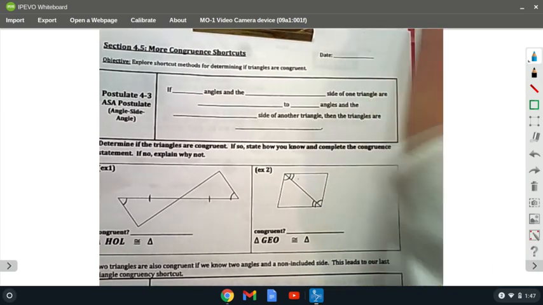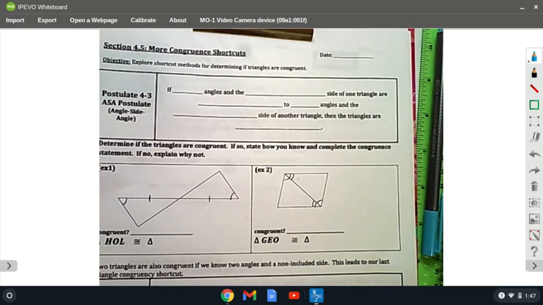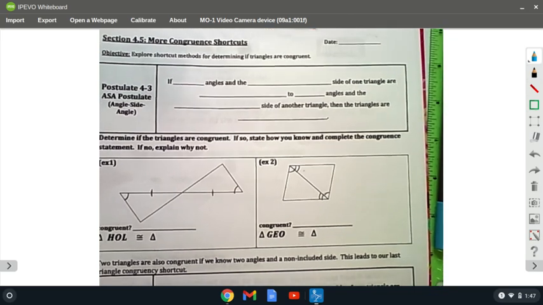Morning, guys. So today we are going to do section 4.5, which is our two other shortcuts.